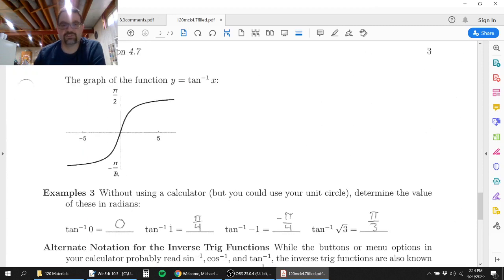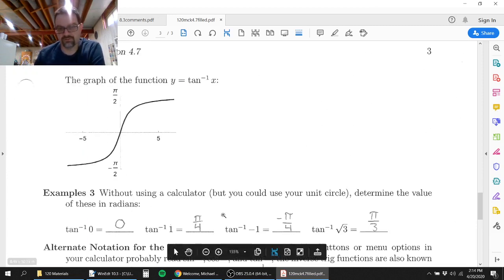Again, it's just asking these questions. What's the angle whose tangent is such and such? Well, 0, it's 0 degrees or radians. 1 is 45 degrees or pi over 4. Here's minus 1 with negative 45 degrees or negative pi over 4. Square root of 3 is actually 60 degrees, or in other words, pi over 3.